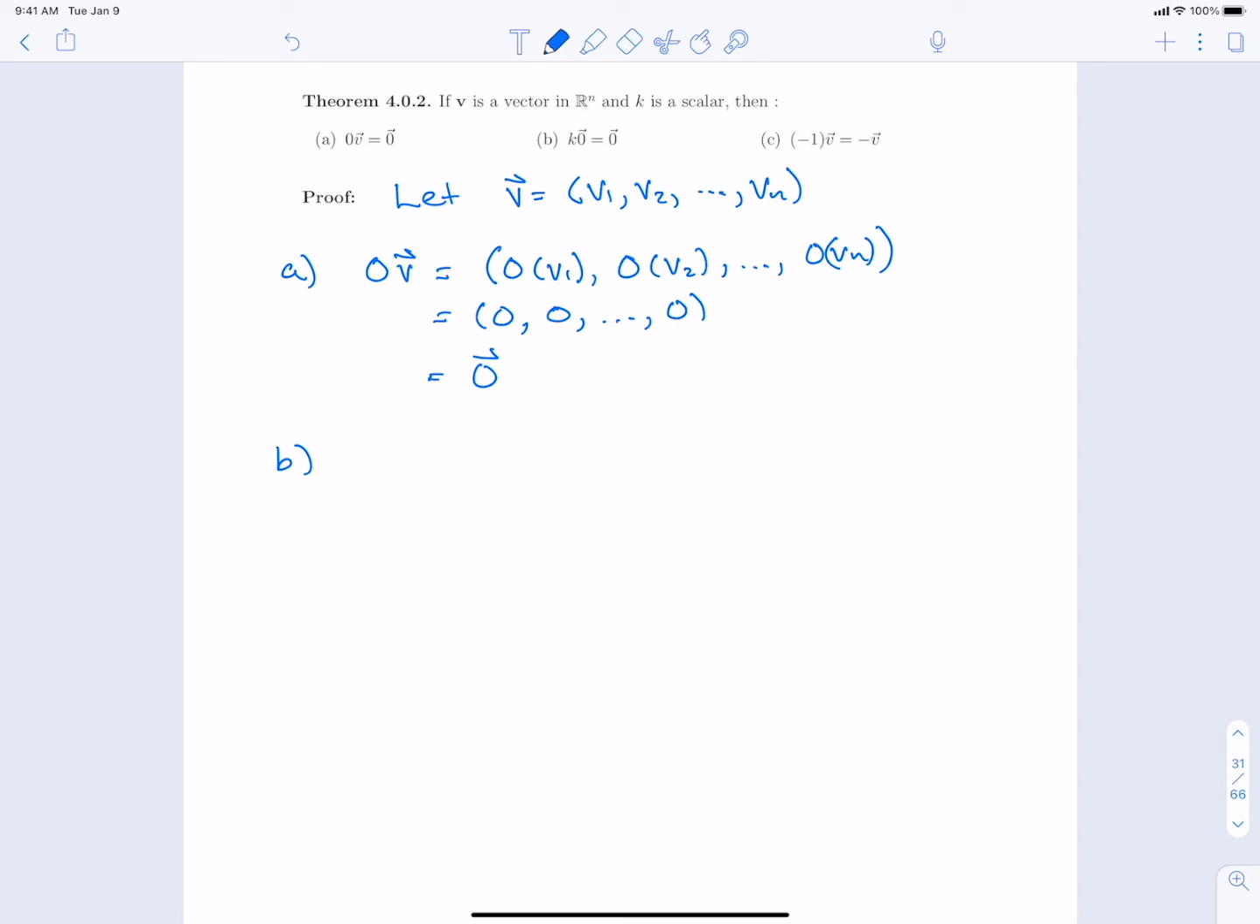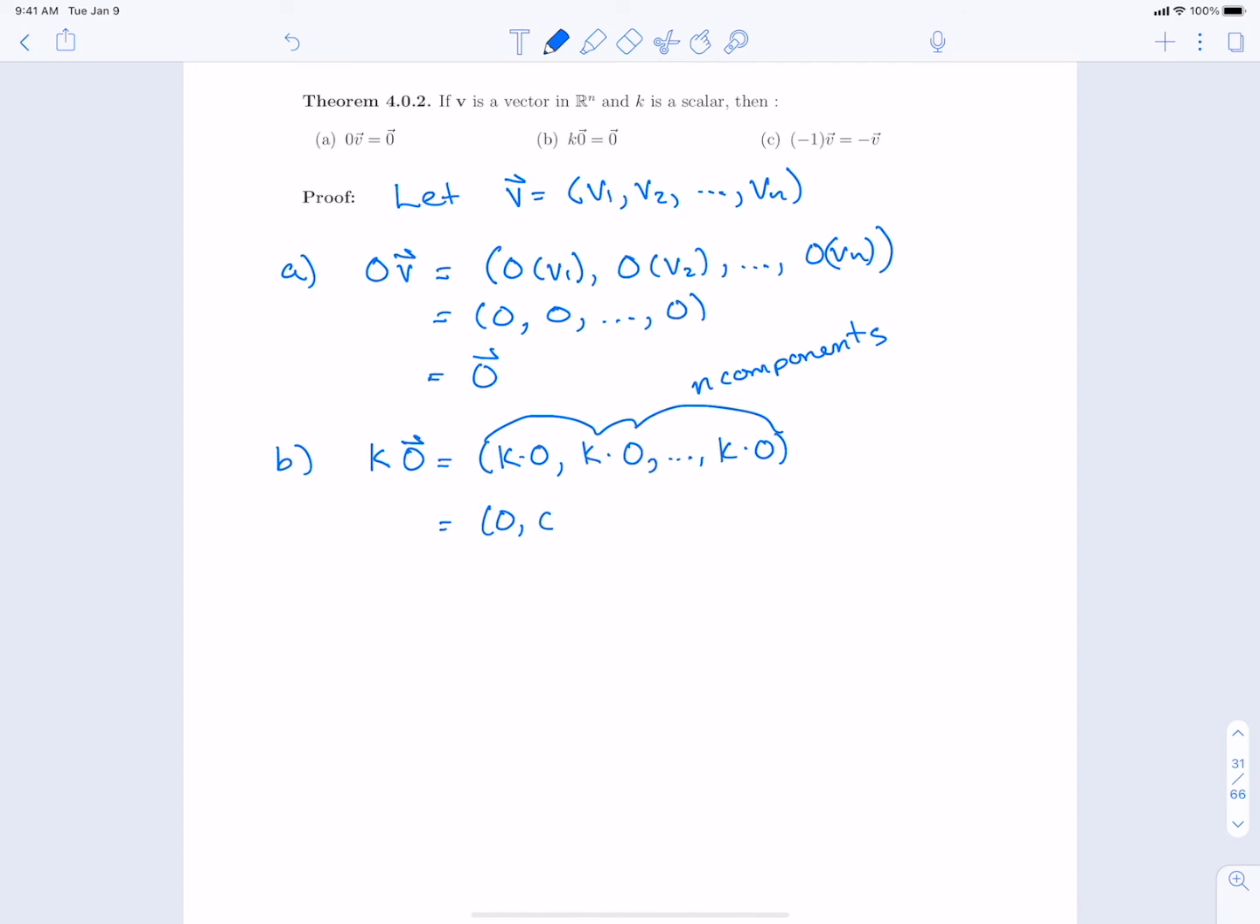Very similar for b. I'm going to go k times the 0 vector. Well, that'd be the same as going k times 0, k times 0, k times 0. And just to point out, we would have n components here. And this leaves us with 0, 0, 0, n times again. And that is also our 0 vector.